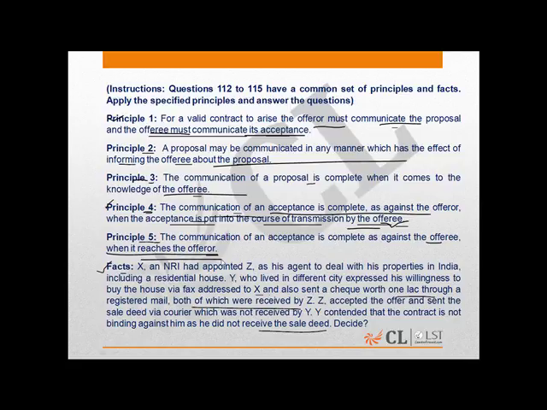Now, the facts. X is an NRI. He appointed Z as his agent to deal with his properties in India, including a residential house. Y, who lived in a different city, expressed his willingness to buy the house via fax addressed to X and also sent a check worth 1 lakh through a registered mail, both of which were received by Z. Z accepted the offer and sent the sale deed via courier, which was not received by Y. Y contended that the contract is not binding against him as he did not receive the sale deed.